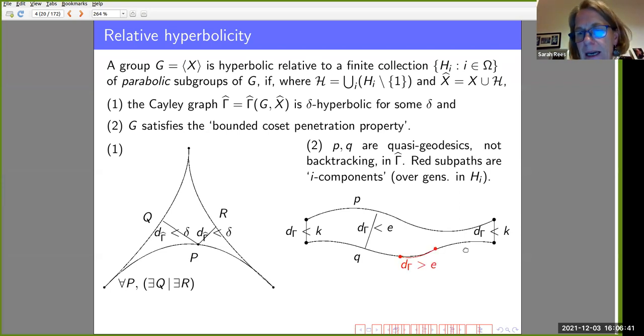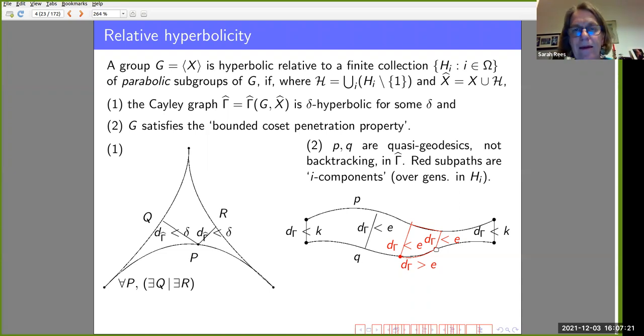And then if you take the sections of that which stay within a coset of one of the parabolics, then they match up basically. So if you take long enough sections, these are called components, the sections that stay within a coset, then if there's one on one quasi geodesic, there's a corresponding one over on the other geodesic, and they begin and end close together, where distance was always measured over the original generators X. I didn't say that very well, but I think you're probably all familiar with this condition.